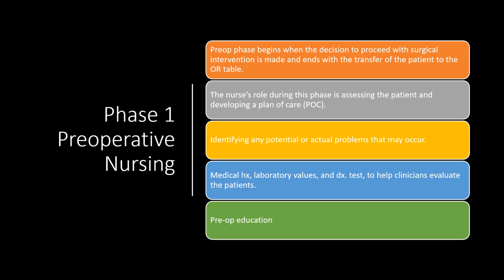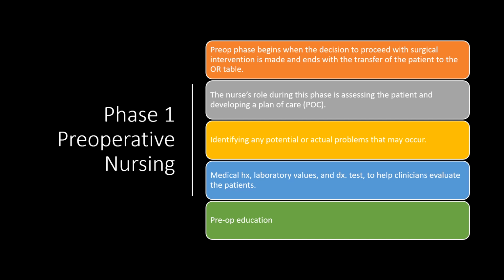Okay, so phase 1, the preoperative nursing. This begins when the decision has been made to have surgery. And then the nurse's role is going to be to assess and help the patient develop a plan of care. You do that by identifying any needs or problems that may occur. You want to take a good medical history.